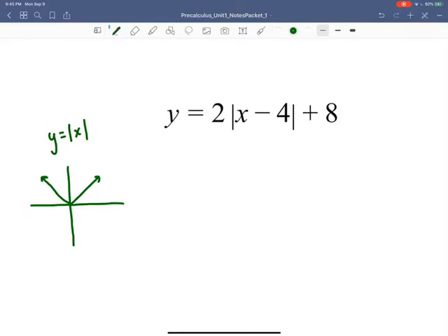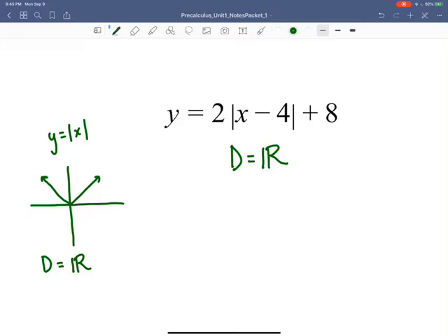So we know that the domain of the absolute value function is all real numbers. We can plug any number into the absolute value of x. But if all we're doing is shifting and stretching the graph of the absolute value of x, then we haven't changed the domain. The domain is still all real numbers after that shifting and stretching.